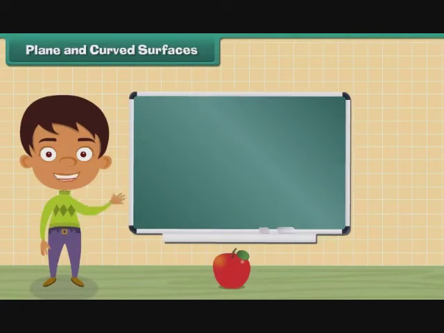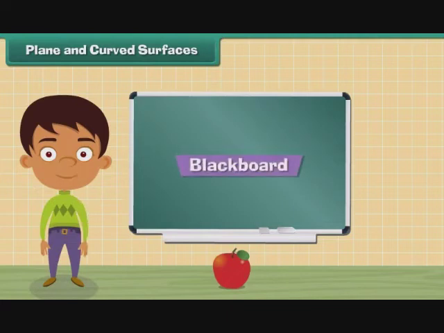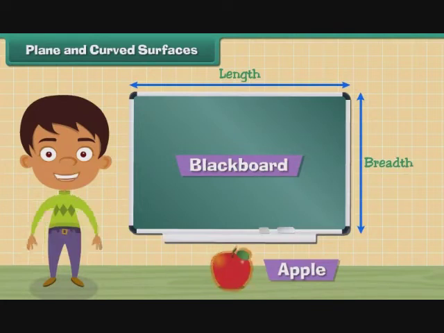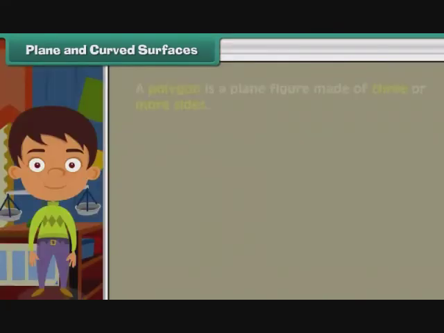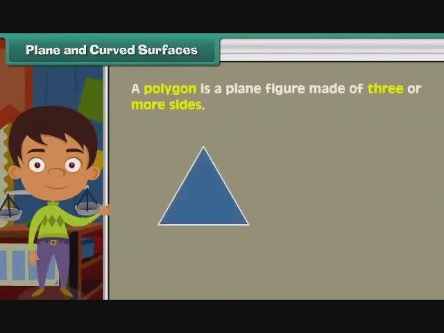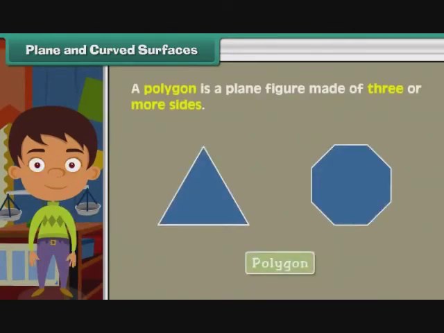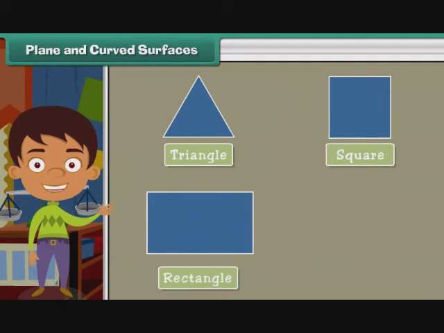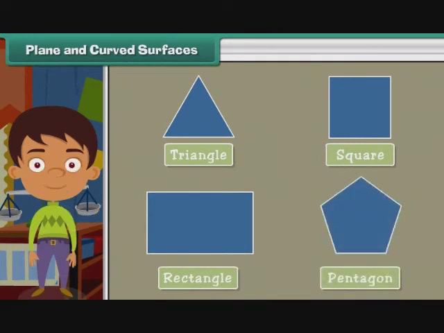Look at these two objects, a blackboard and an apple. A blackboard's plane surfaces are its surfaces which have length and breadth. When you touch the surface of an apple, its surface is not straight. This is a curved surface. A polygon is a plane figure made of 3 or more sides. Various types of polygons are triangle, square, rectangle, pentagon.